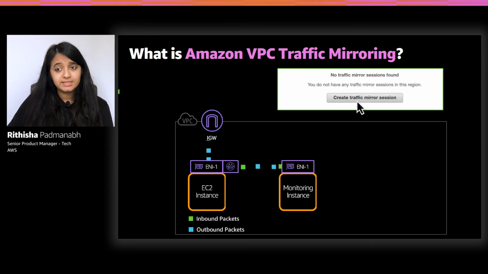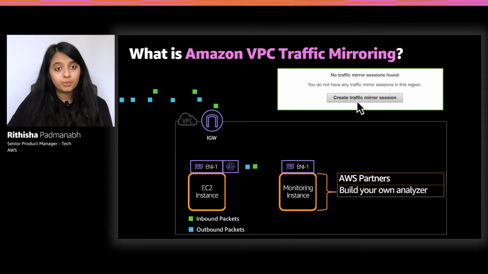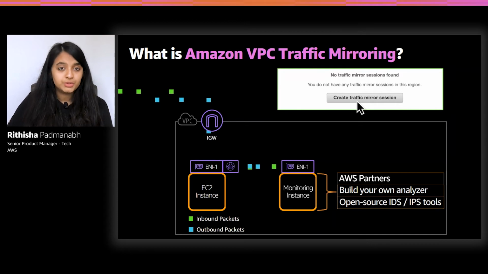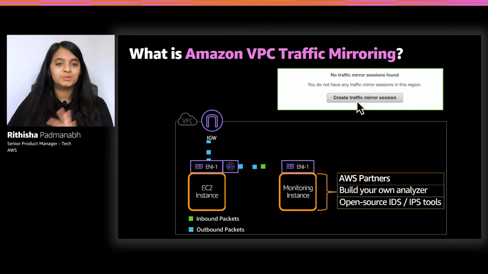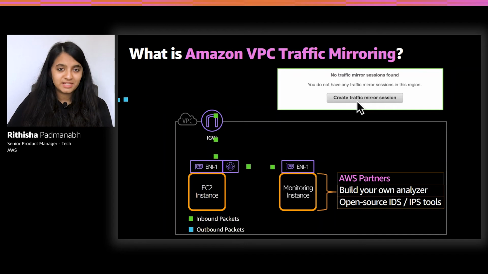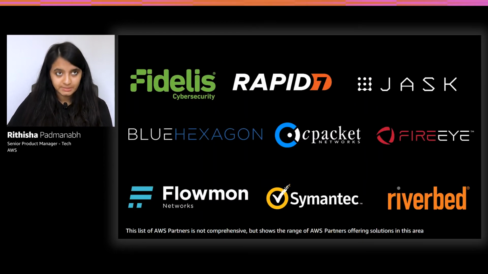Now, this monitoring appliance can either be installed with one of the AMIs available on AWS Marketplace that one of our many AWS partners have developed, or it could be your own packet analyzer, or you could use open source solutions like Zeek or Suricata. In fact, I'll be doing a demo of how you can use Suricata with traffic mirroring shortly. Let's take a look at what are the several AWS partner solutions that we have. These are all our partners, ExtraHop, Vectra, Corelight, and so on, that have deeply integrated solutions with VPC traffic mirroring.